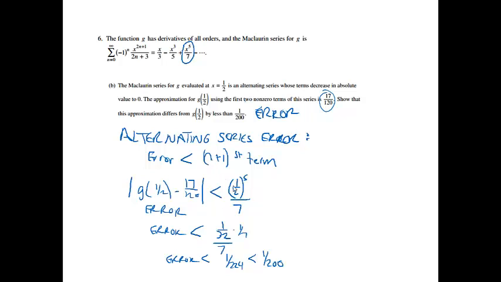If you used the third term to be the error bound, you would get a point. And then if you would show that it is less than 1/200th, you would get another point.